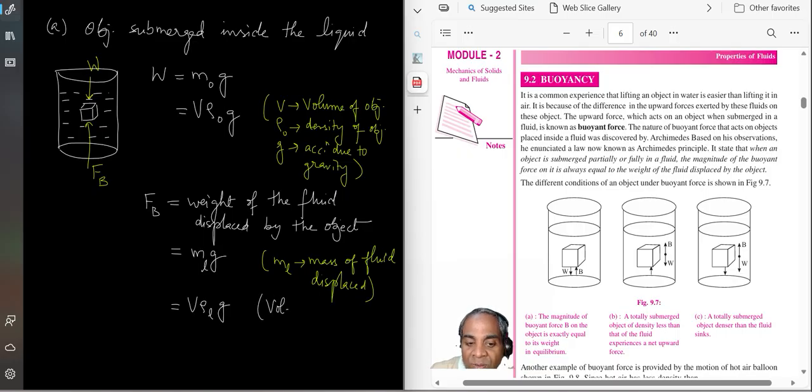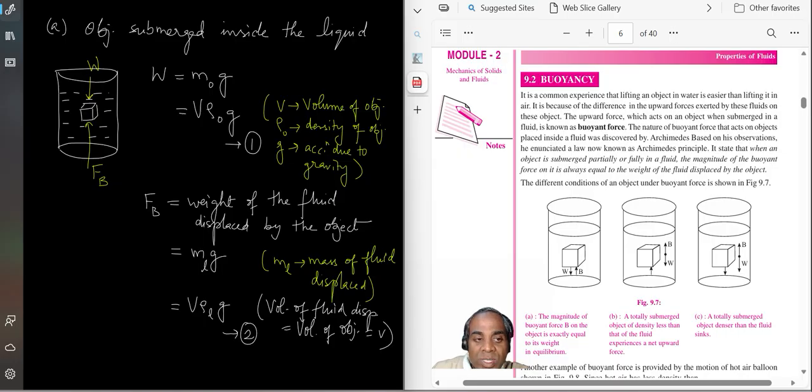V, the volume of fluid displaced in this scenario, is equal to the volume of the object, which is V. So understood? Let us say this equation is 1. This equation we have named as 2. Now at equilibrium both these forces are equal. So we can say V into rho O into G is equal to V into rho L into G, from equations 1 and 2.